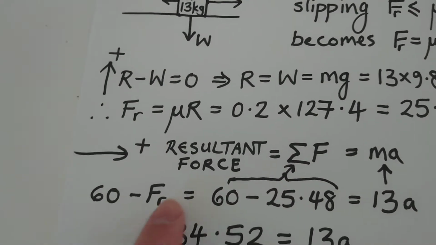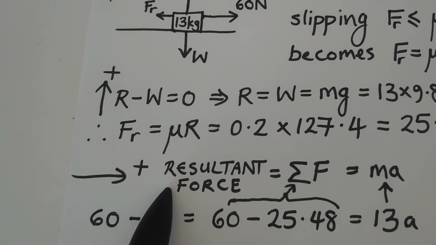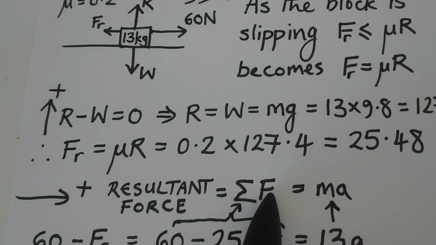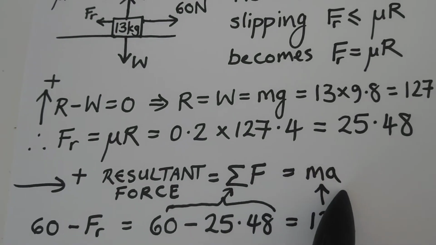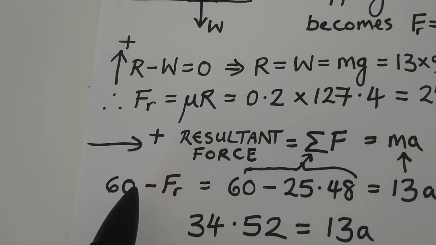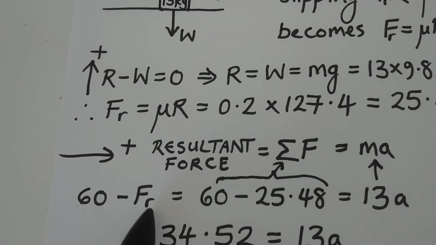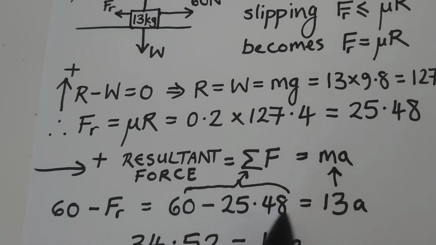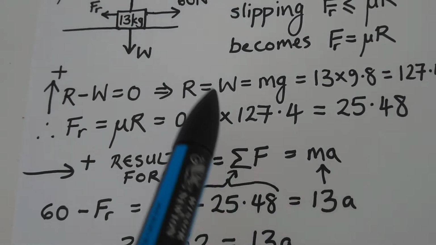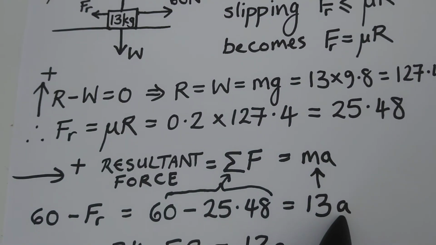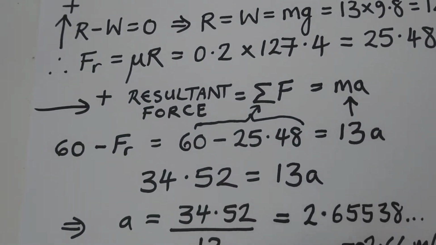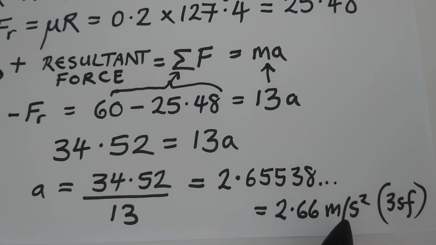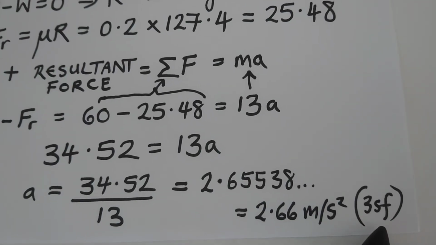Now we use F equals ma, so the resultant force resolving horizontally, the sum of forces, the vector sum of individual forces, I should say, is equal to mass times acceleration. So 60 minus the friction force, but we worked this out a moment ago, so 60 minus 25.48 is equal to 13, because the mass is 13, times the acceleration, and then we can solve that to give us a value of 2.66 meters per second squared to three significant figures.